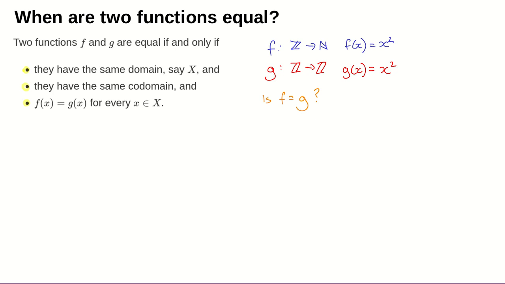The answer is no, of course. They are not equal. If two functions are going to be equal, they've got to have the same domain and the same codomain. These two functions do not have the same codomain. The codomain of f is N, the natural numbers. The codomain of g is the integers.